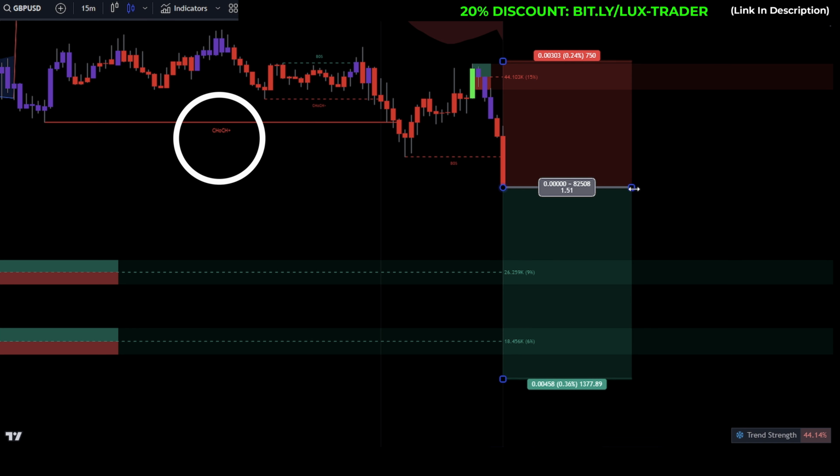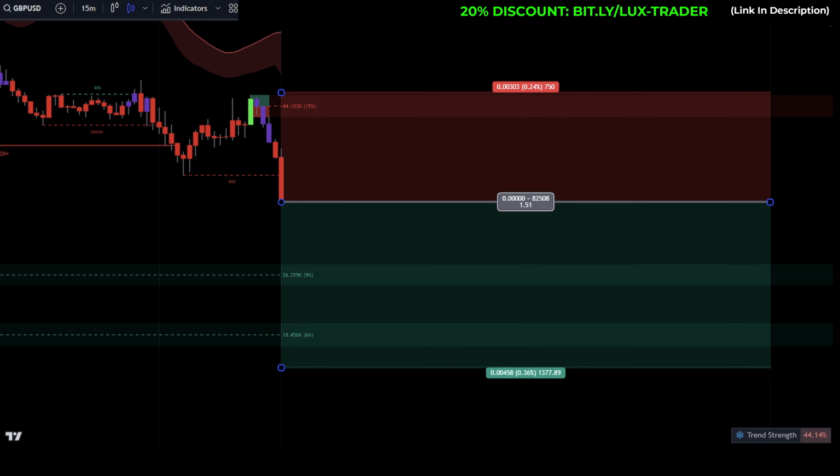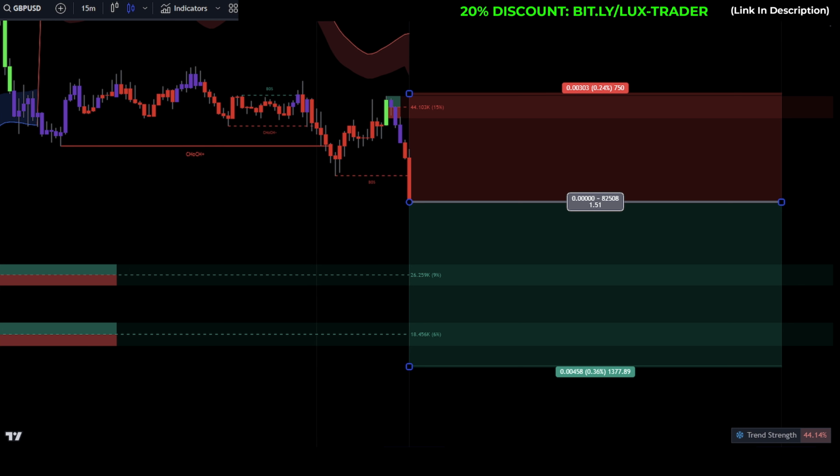By the way, did you notice this CHoCH label? Labels with a dashed line are internal market structure labels with a look-back period of 10, but labels with a solid line are those with a look-back period of 50 to detect swing points. So if you get one of those being printed, this gives you way more confidence to enter your trade.